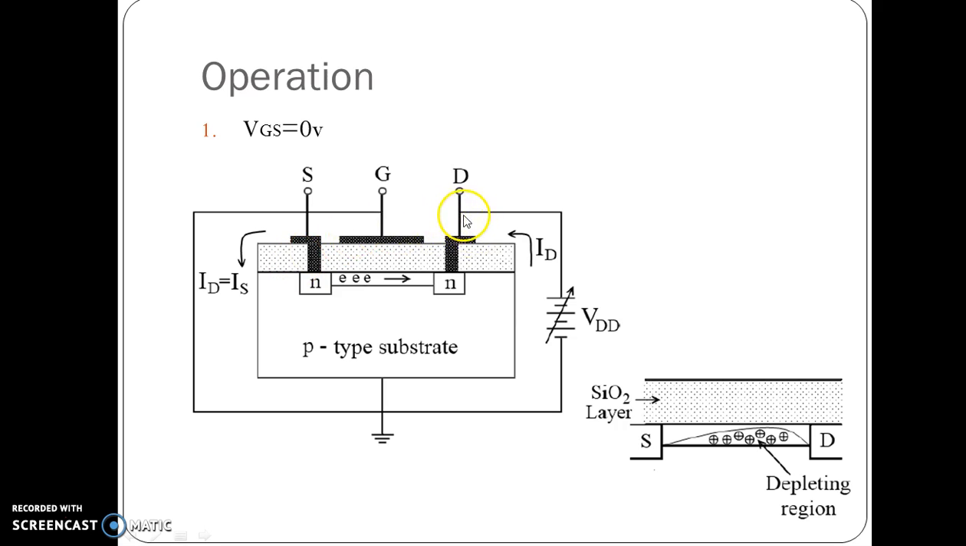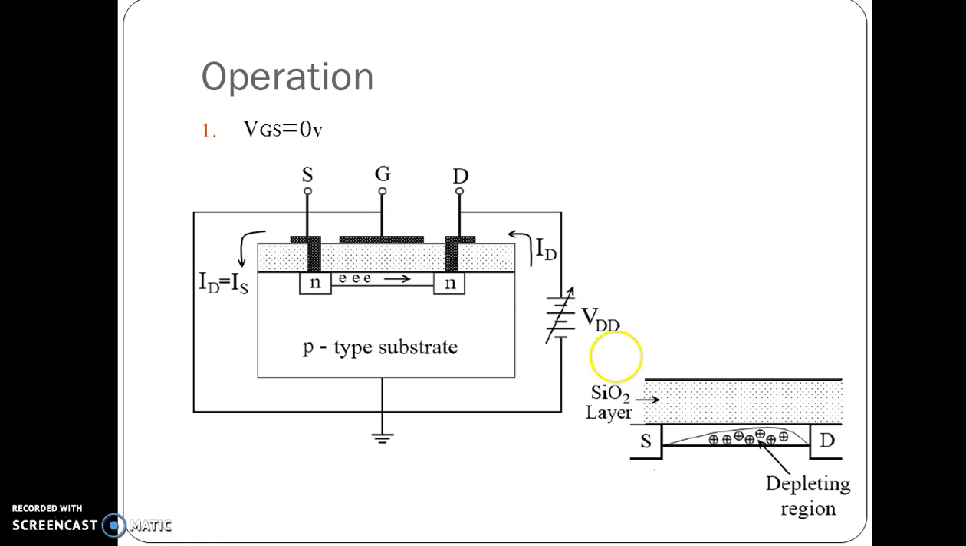In this case, the drain terminal is connected to the positive supply, so the electrons from this channel get attracted towards the drain terminal. Then they enter the positive terminal of the VDD supply. They come out from the negative terminal of the VDD supply and travel like this, and again enter the channel through the source terminal. Since the electrons are flowing in this direction, the current is flowing in the opposite direction, which is shown here.